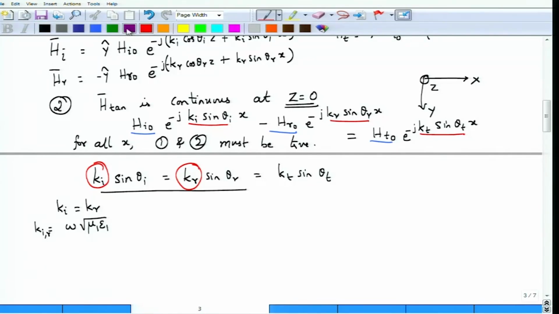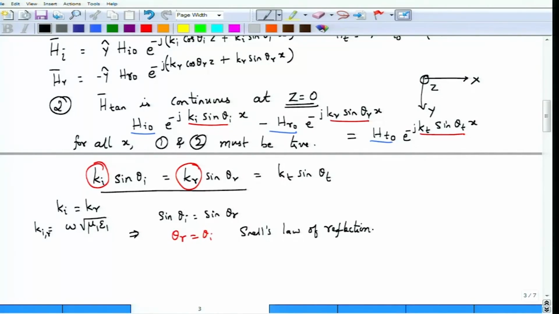So because their magnitudes are the same, k_i and k_r can be removed from this equation, and what you get is a very interesting equation which states that sin theta_i must be equal to sin theta_r. Since theta_i can only be between 0 to 90 degrees, going from normal incidence to almost grazing incidence, sin theta_i equal to sin theta_r also implies that theta_r must be equal to theta_i, and this equation you would recognize as Snell's first law, or Snell's law of reflection.